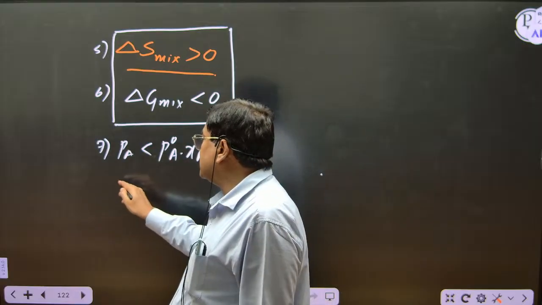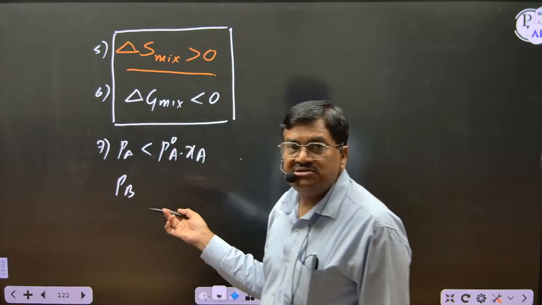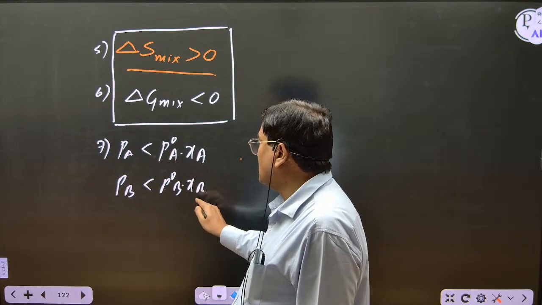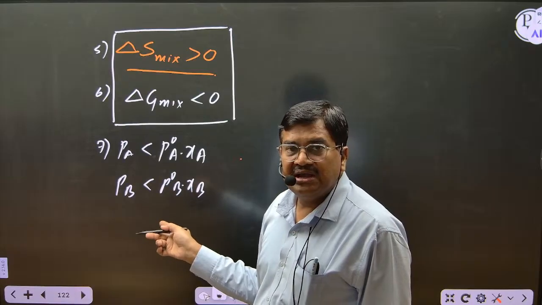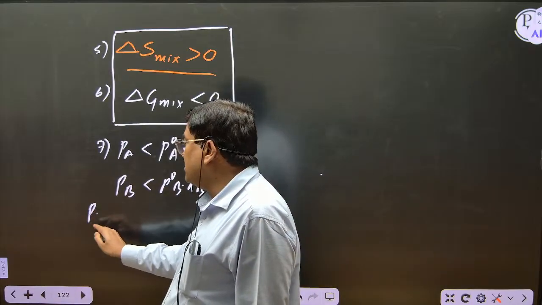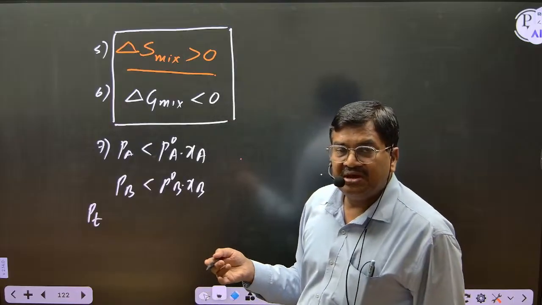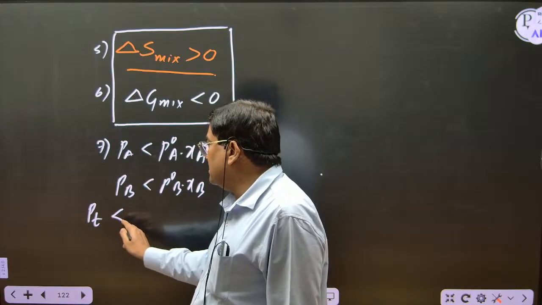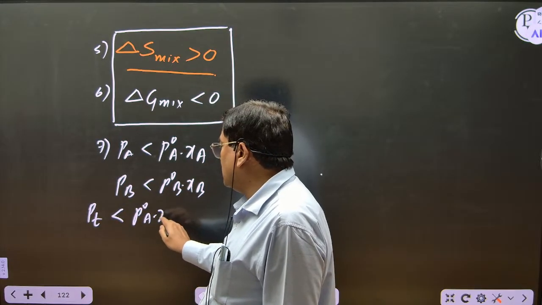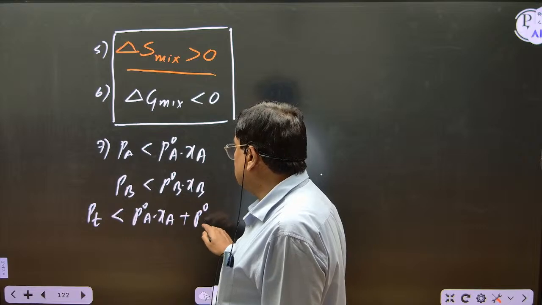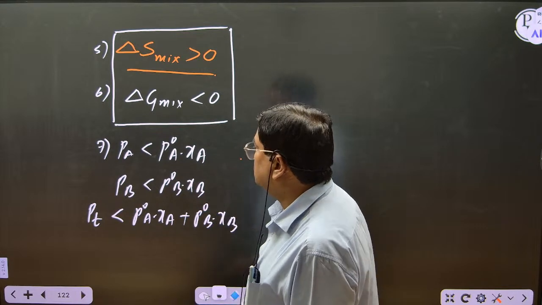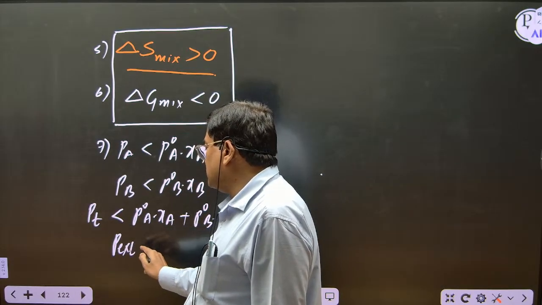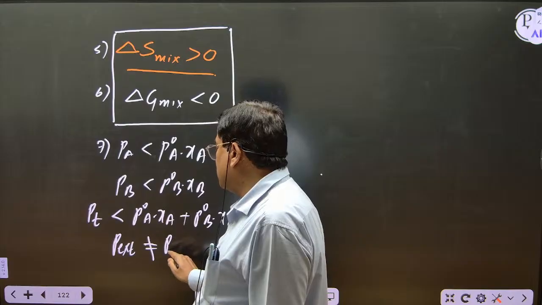Now how will the partial pressure of B compare with Raoult's law? It will be less than P naught of B into chi B, because interactions are stronger. Then what will be the total vapor pressure of the solution? Total vapor pressure of the solution also comes less than Raoult's law, that means less than P naught of A chi A plus P naught of B chi B. That means the experimental pressure is not equal to the theoretical. Why? Because there is deviation, no?